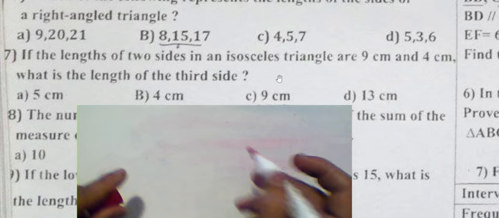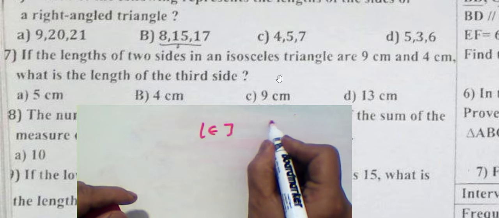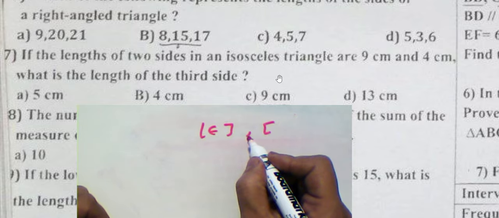We solve the next question, number 7. Look at it with me. The lengths of two sides of an isosceles triangle are 9 centimeters and 4 centimeters. What is the length of the third side? We know the third side in any triangle belongs to the open interval between the difference and the summation of the other two sides.